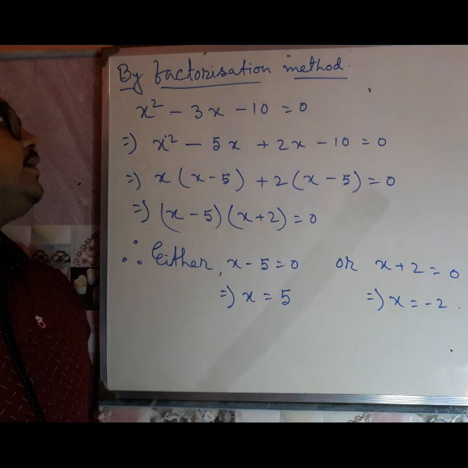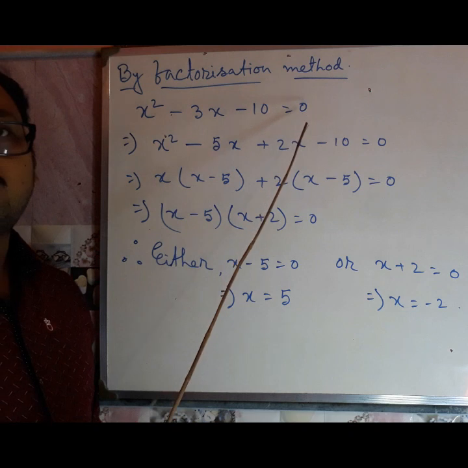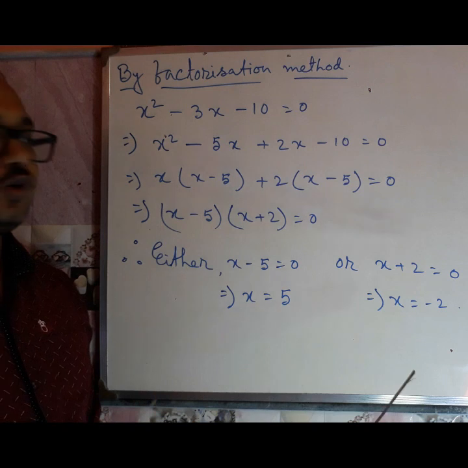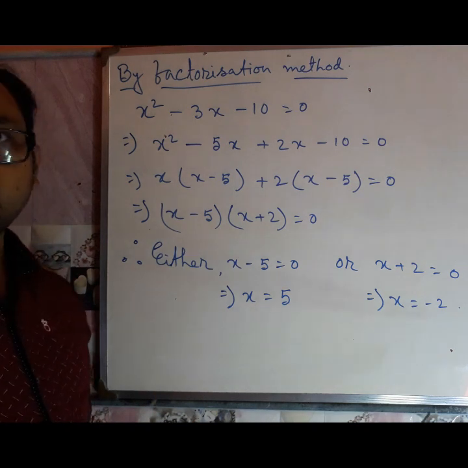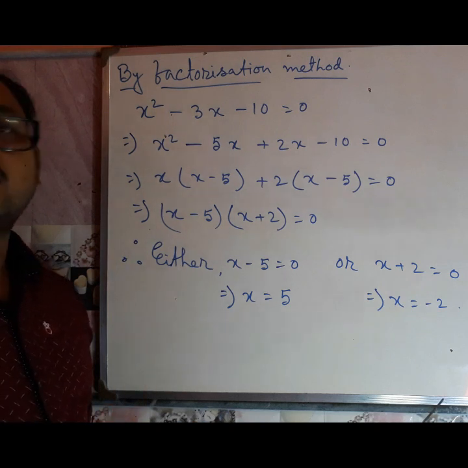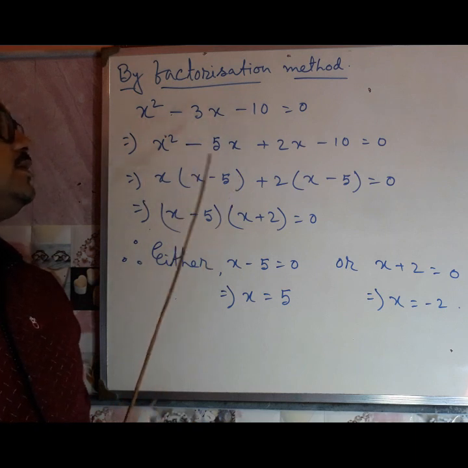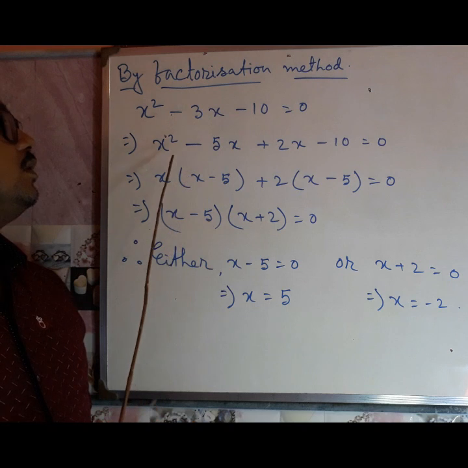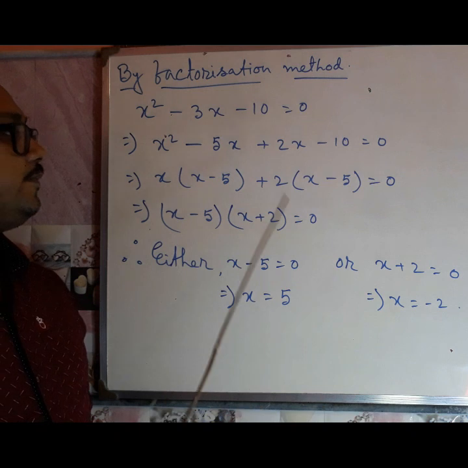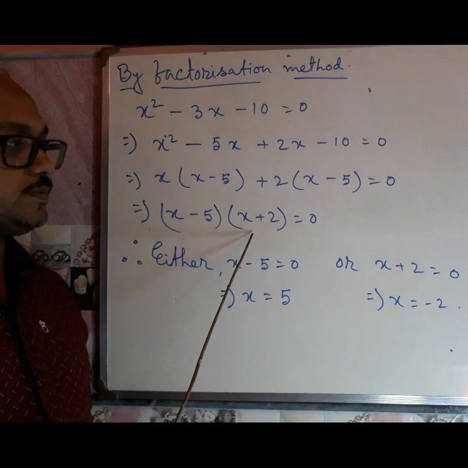One example is taken, x square minus 3x minus 10 is equal to 0. We are to solve this quadratic equation by factorization method. Now, already we learned to factorize quadratic polynomials in class 9. So, how to solve this expression x square minus 3x minus 10? That is the middle term factorization, x square minus 5x plus 2x minus 10. Then after doing the factorization, we will get x minus 5 into x plus 2 is equal to 0.